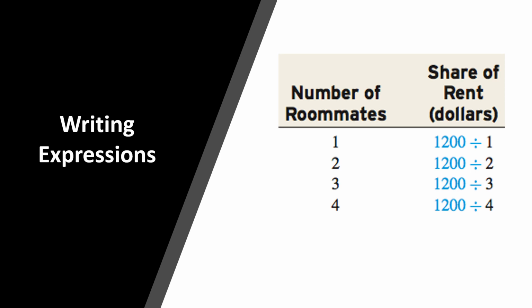For 4, it would be 1,200 divided by 4. And for n, it would be 1,200 divided by n. That is our mathematical expression. If the number of roommates is 5, then the expression would be 1,200 divided by 5, which is $240. Now what does that mean in this situation? That means that each roommate would have to pay $240 for their share of the rent. And if you add $240 for the 5 people, that sum would equal $1,200.